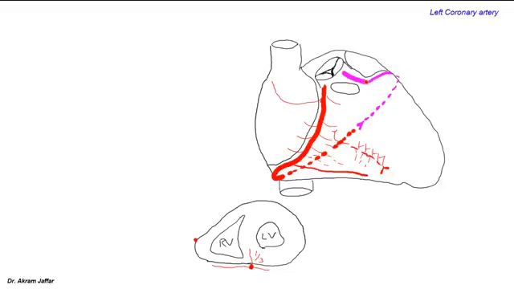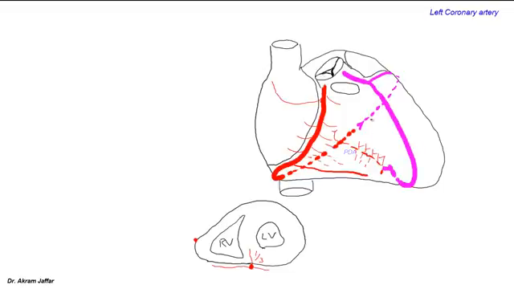The other branch passes into the anterior interventricular groove and around the apex of the heart to meet the posterior interventricular artery. The anterior interventricular artery is also called the left anterior descending artery, LAD, while the posterior interventricular artery is also called the posterior descending artery, PDA.